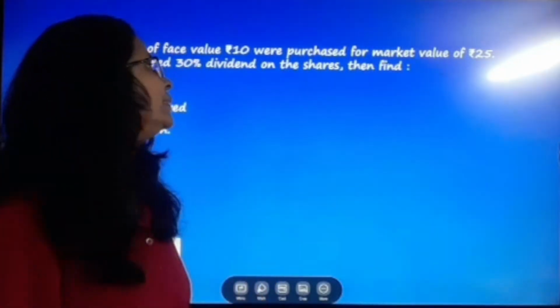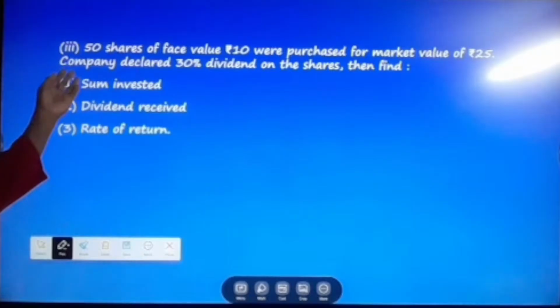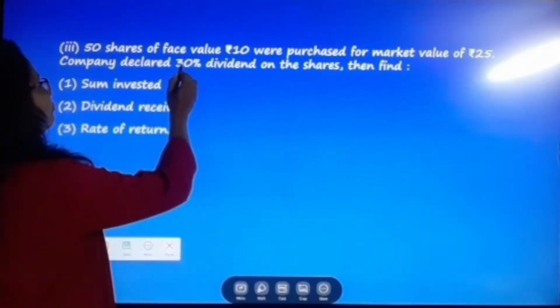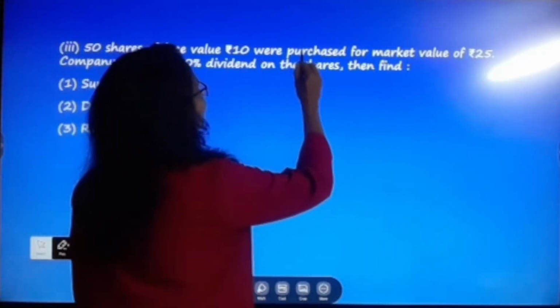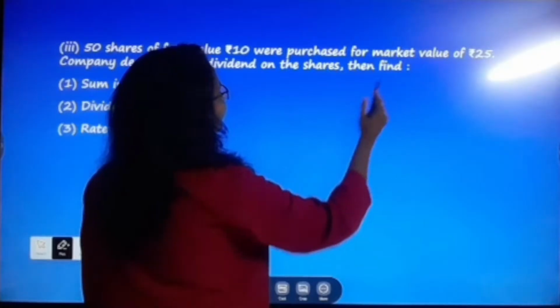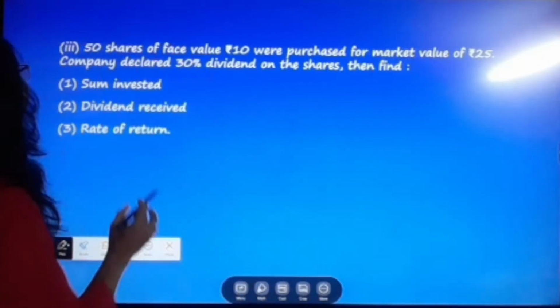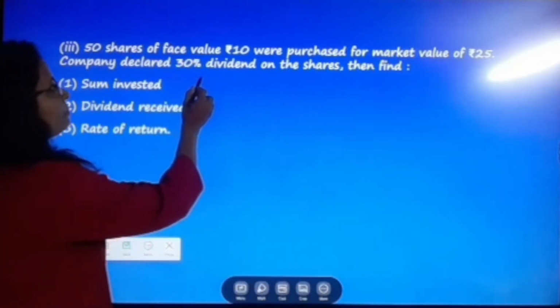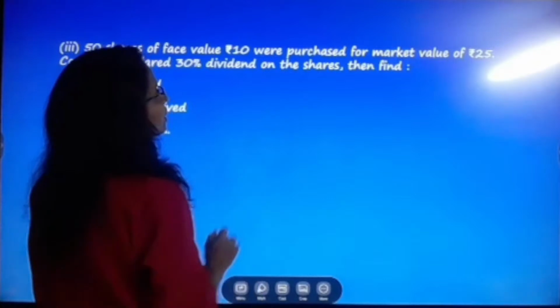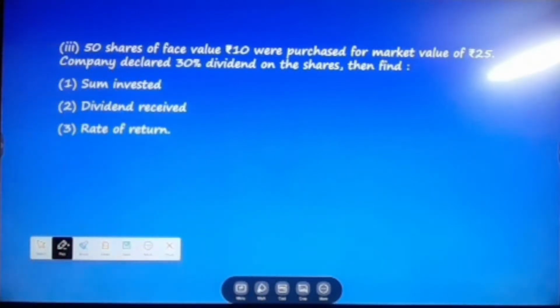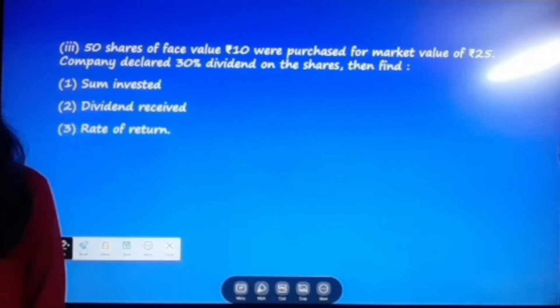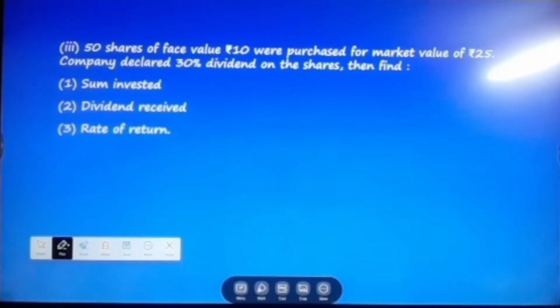Okay students, then next one, that is the third question. 50 shares of face value rupees 10 were purchased for market value of rupees 25. Company declared 30% dividend on the shares. Then find sum invested, dividend received, and then here the rate of return.